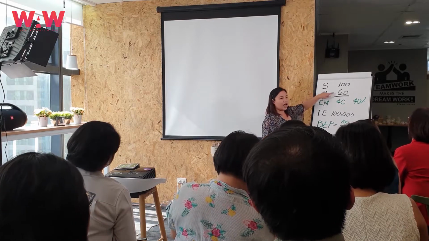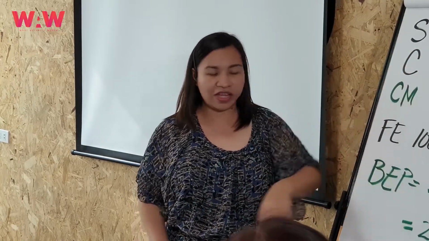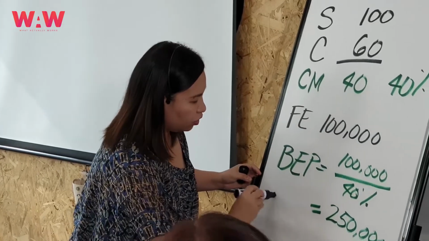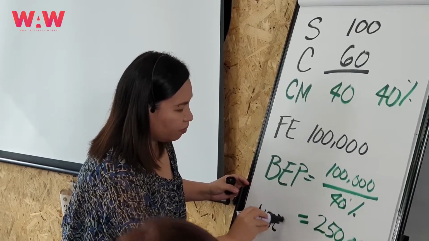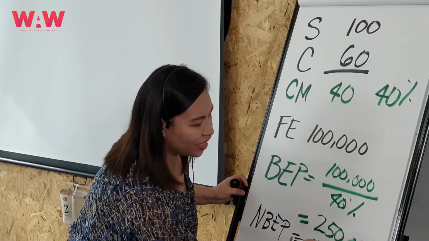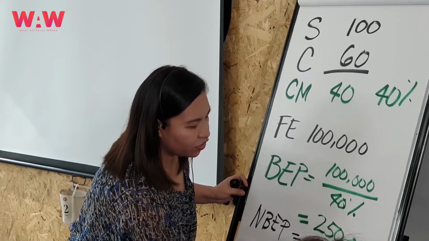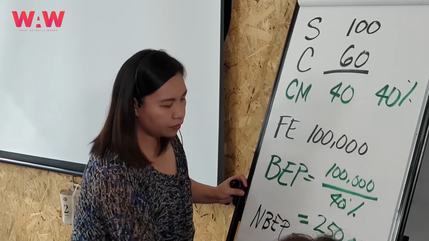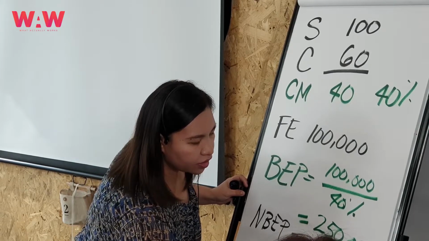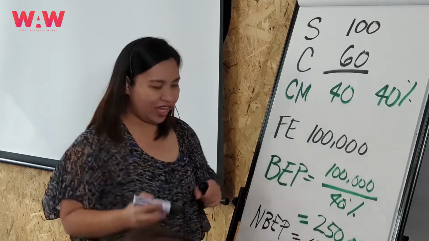Okay? So you add to your cost the 10%. So it becomes 70. Tama ba? Okay? So 70 na siya. It will now become 30%. So if you add, the new break-even point will now be, okay, so the new break-even point, okay, so that's 100,000 divided by 30%, which is 333,000 or 3333. Okay.